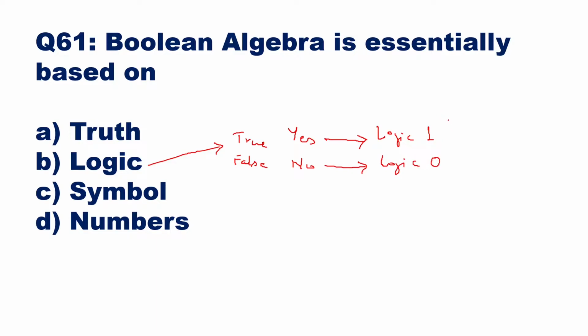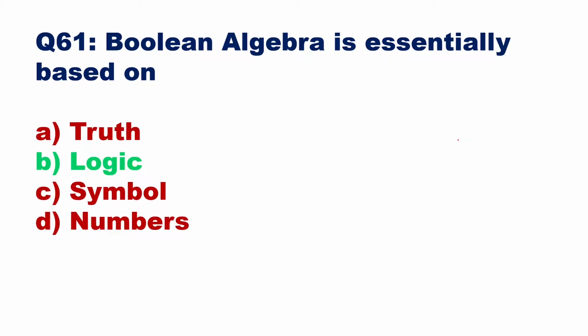So it is a logical concept, and it is logic on which it is based. Based on this 1 and 0 binary system, we can have the algebra of Boolean. So it is a logical system, either true or false, happening or not happening, yes or no, high or low. That logic is the basis of Boolean algebra. So Boolean algebra is essentially based on logic. So option B, that is logic, is the right answer here.